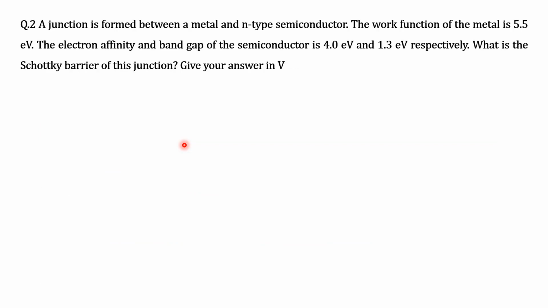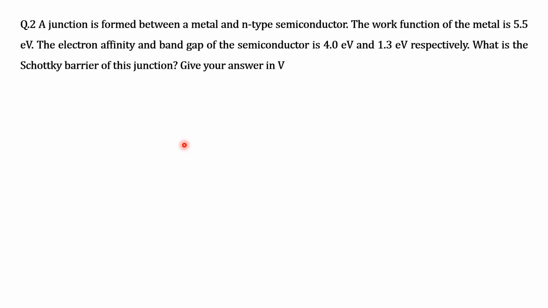Next, a junction is formed between a metal and an n-type semiconductor. The work function of the metal is given as 5.5 electron volt. The electron affinity and band gap of the semiconductor are 4 electron volt and 1.3 electron volt respectively. What is the Schottky barrier of this junction? Give your answer in volts.